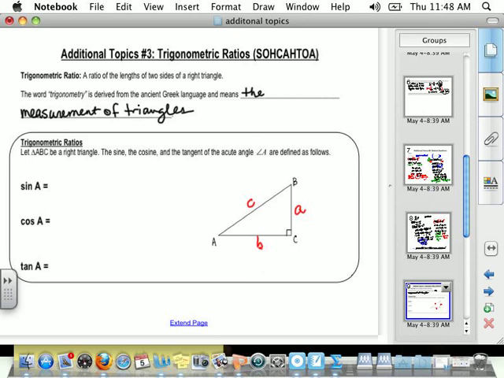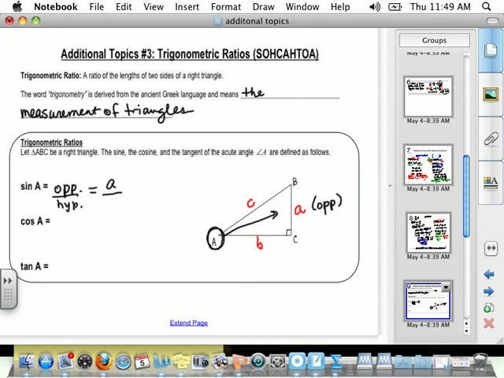Sine is equal to the opposite over hypotenuse. So in our case, if I'm looking at angle A, opposite is little a. Hypotenuse is always the segment that's across from your right angle. So C is your hypotenuse. So sine is A divided by C, so A over C.